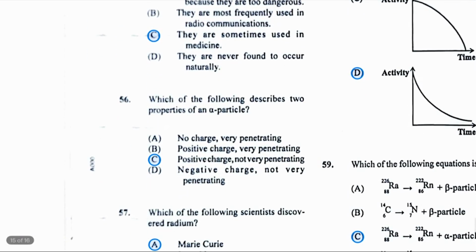56. Which of the following describes two properties of an alpha particle? An alpha particle exists as a helium nucleus in nature, and a helium nucleus is ⁴₂He. They are positively charged but not very penetrating. As a matter of fact, they are the least penetrating. Right after alpha, you have beta, and then you have gamma. Gamma could pass through nearly anything.